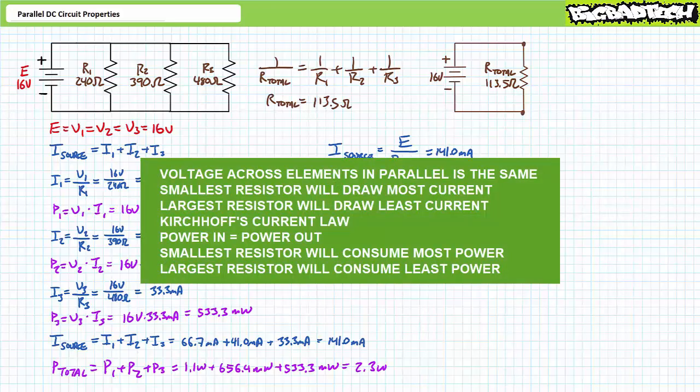2. The smallest resistor in a parallel circuit draws the largest amount of current, and the largest resistor in a parallel circuit draws the smallest amount of current. 3. Kirchhoff's current law, which states for any node, the sum of currents entering the node must equal the sum of currents leaving the node. In summary, what goes in must come out. 4. Power in always equals power out. And finally, 5. The smallest resistor in a parallel circuit dissipates the largest amount of power, and the largest resistor in a parallel circuit dissipates the least amount of power.